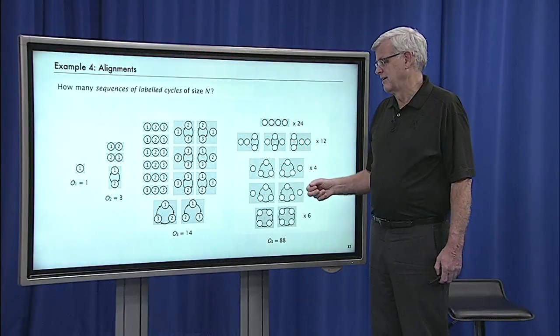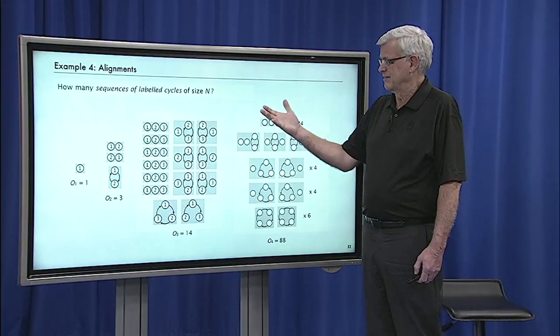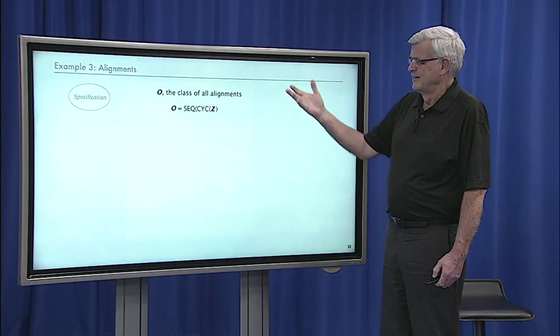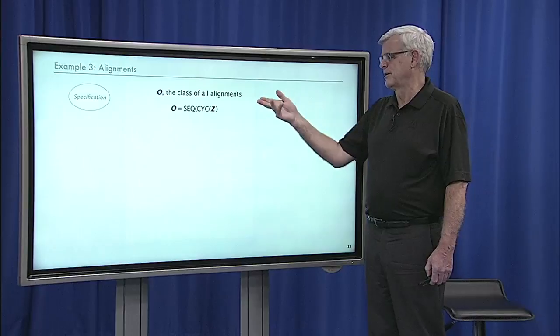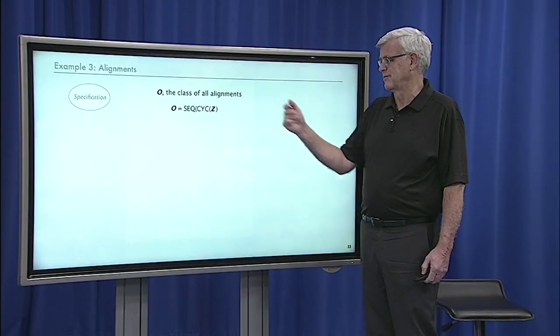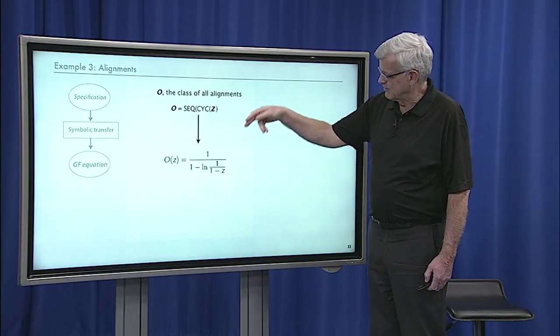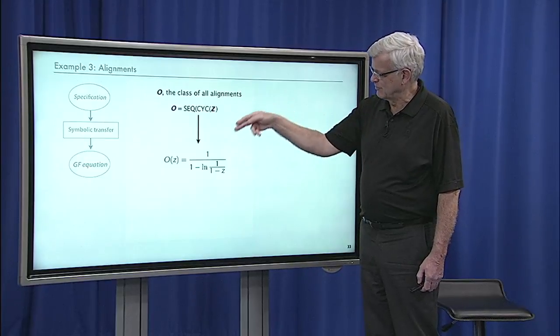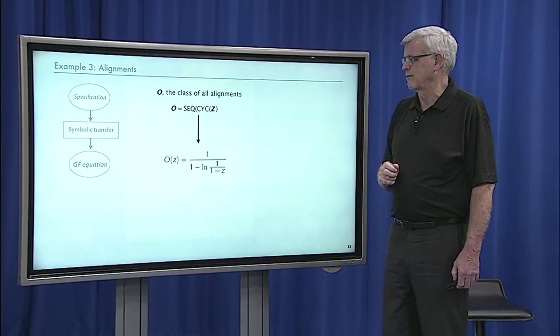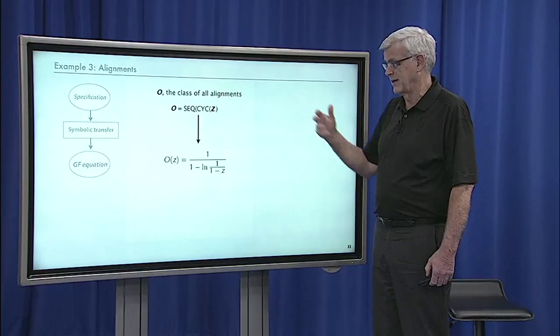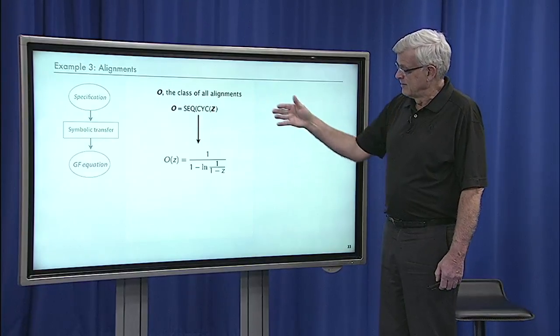And by now, pretty much everyone can figure out what's going to happen next. We're going to build a combinatorial construction, sequence of cycles. A cycle is log of 1 over 1 minus z. A sequence is 1 over 1 minus that. So there's the generating function for alignments without really much thought at all.